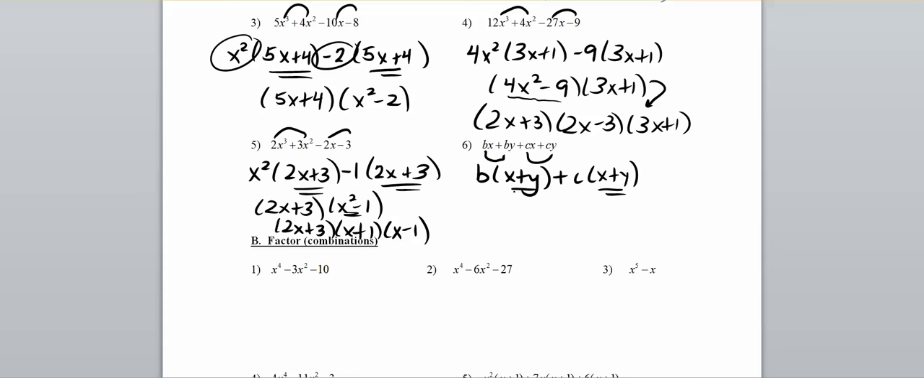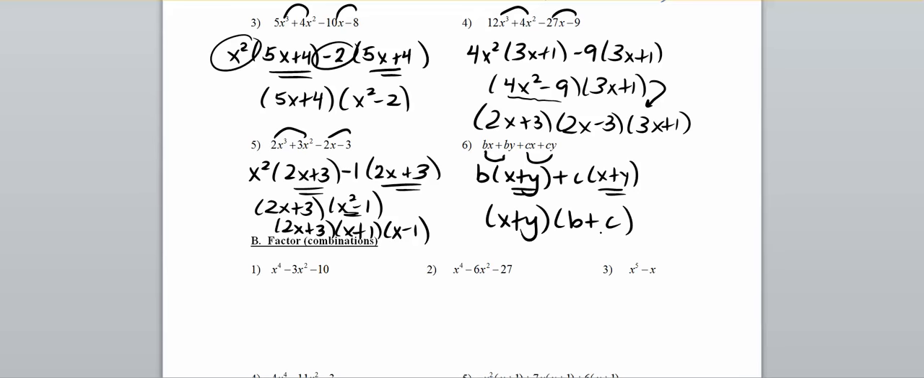And this follows the format of my grouping because x plus y is in both terms. So I'm going to pull that out. If I pulled that out, I'd be left with a b in the first term and then a c in the second term. Look to factor those again, but as you can see, they won't factor anymore, so you're done.